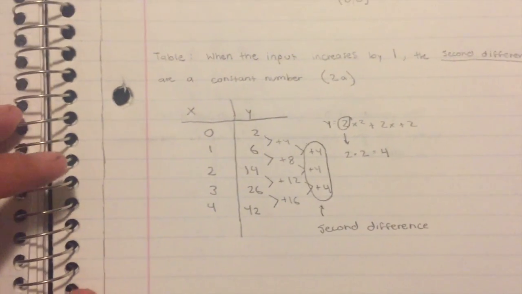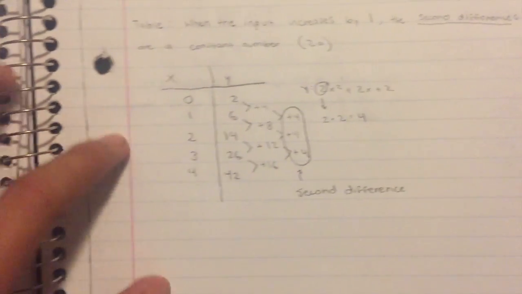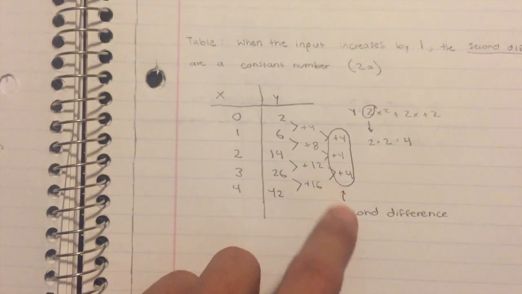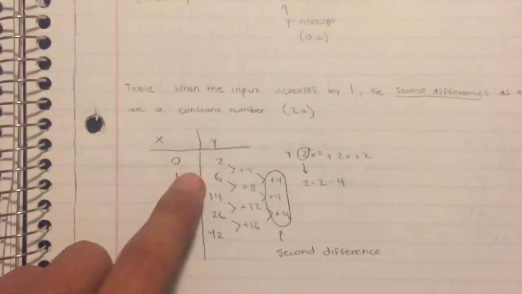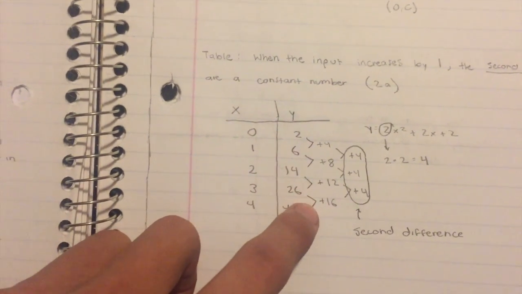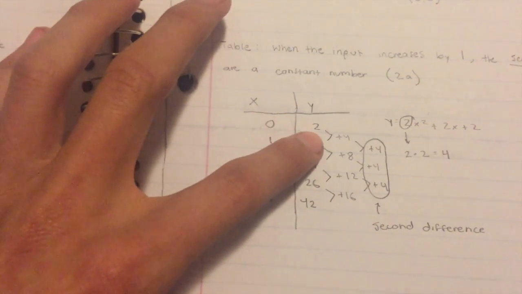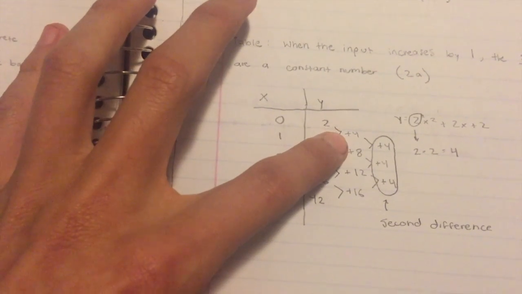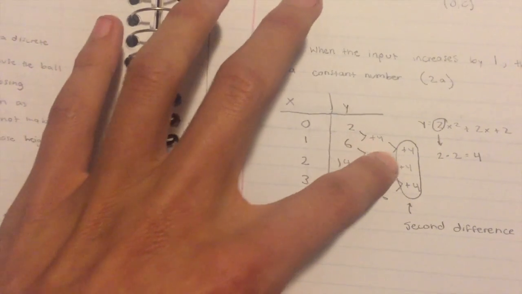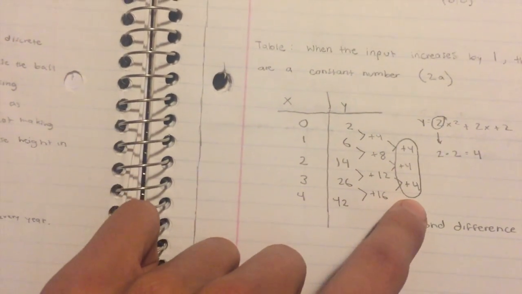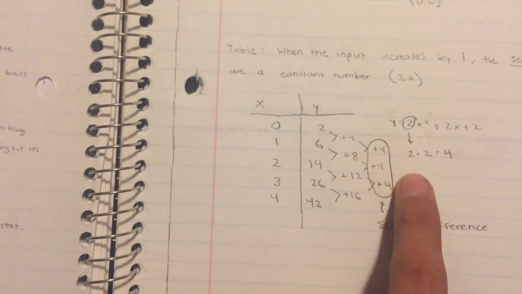Now finally, for a quadratic function, we're able to tell from a table if it will be that type of function if in the second difference it increases at a constant rate. So as you can see here, here is the first difference, and in the first difference, it is increasing by 4, but it is not increasing at a constant rate. But if you go further and you look at the second difference, you can see here that it is constantly increasing by 4 every time the input increases by 1.